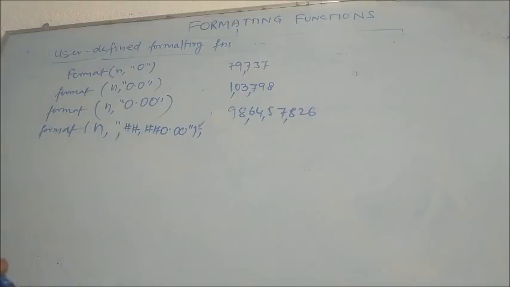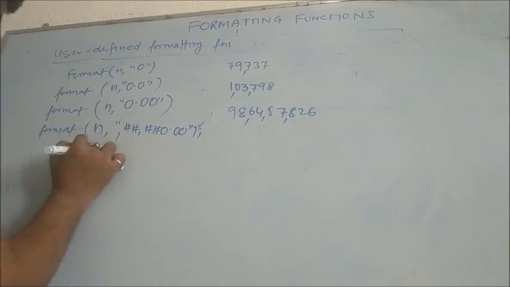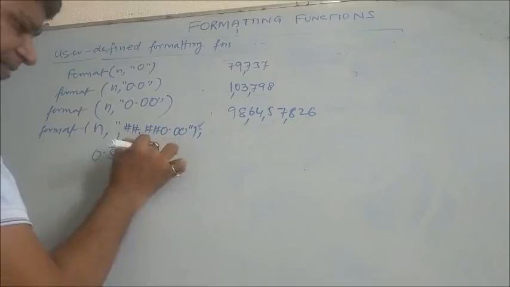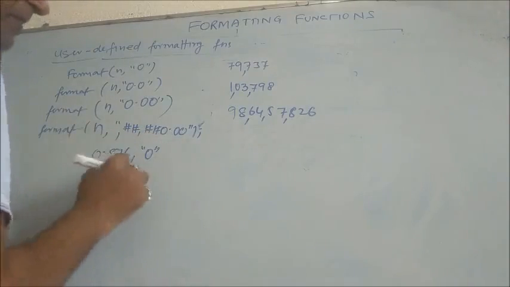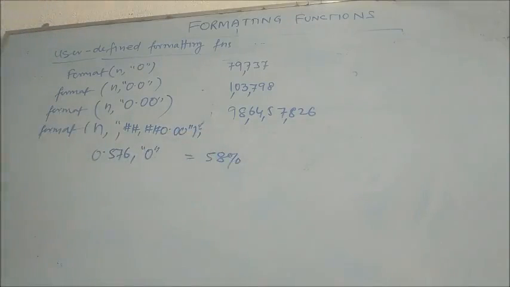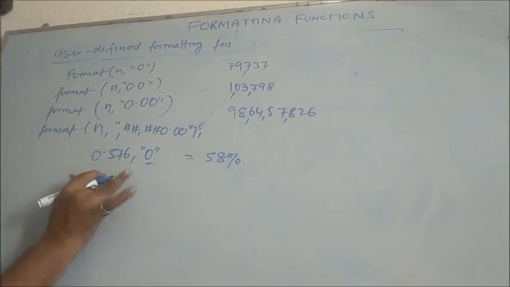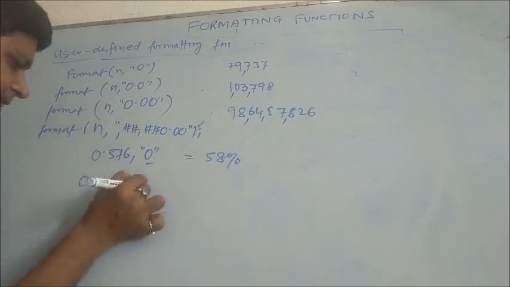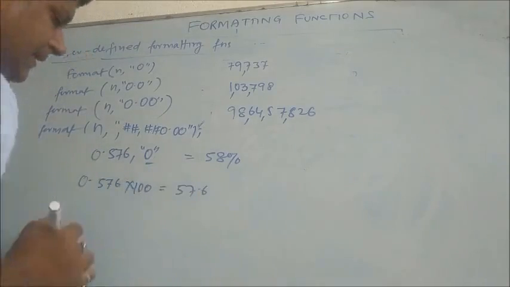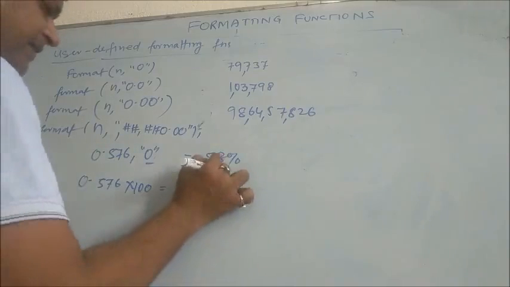One more thing. Suppose you want to go for percentage. Suppose you want to show 0.576 as a percent. Simply, it will be 57.6, which is equal to 58%. Are you getting the point? If you have to take the percent of this, just multiply this number by 100. So what will the answer be? It will be 0.576 times 100, which is equal to 57.6. So 57.6 can be read as 58%.